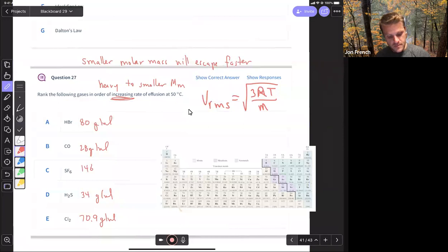Thank you, Green. So heaviest would be the sulfur hexafluoride. That's going to effuse the slowest, followed by HBr, followed by chlorine, followed by hydrogen sulfide, followed by carbon monoxide. Should be the fastest to effuse for question 27.